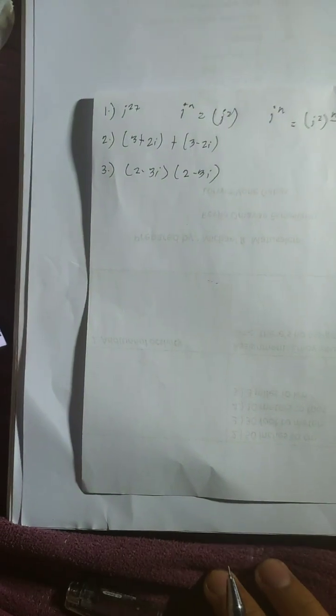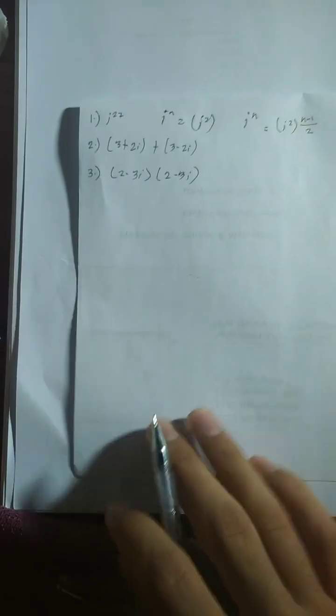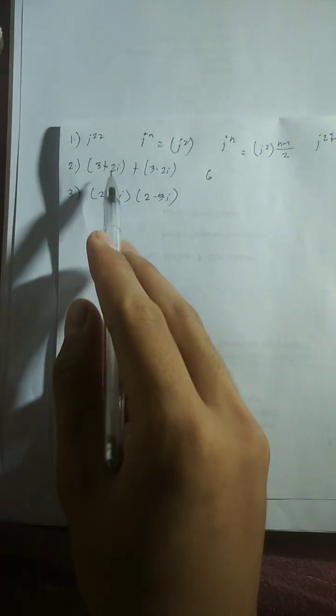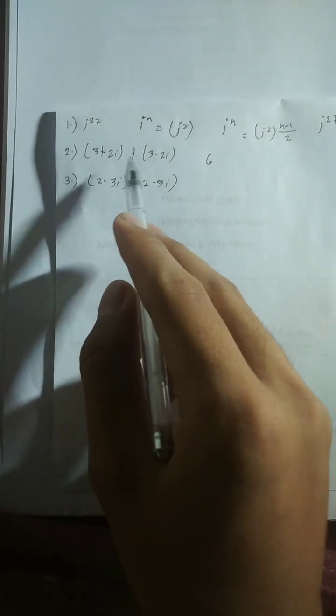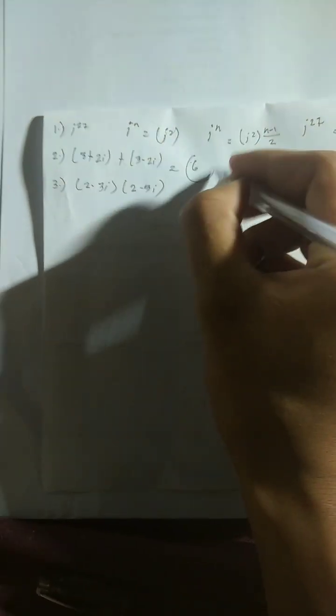So number 2 here is just a simple problem. The quantity of 3 plus 2i plus the quantity of 3 minus 2i. So first thing first, we need to combine like terms. So 3 plus 3 is 6, and 2 plus negative 2 is equal to 0. So our answer here is just 6.